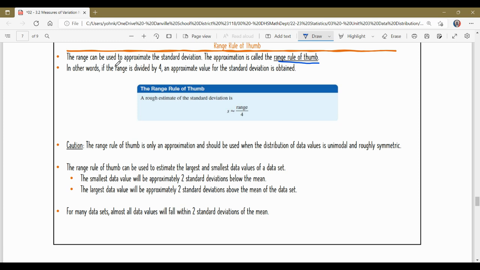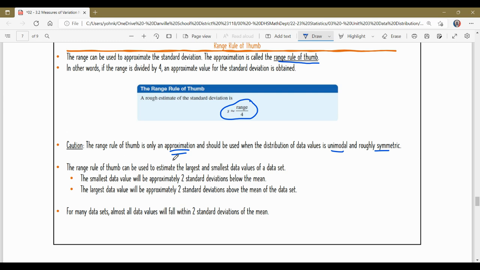So in other words, you're going to take the range, you're going to divide by 4, and this is going to give you an approximate standard deviation. Now be careful, because this range rule of thumb is only an approximation and should only be used if the distribution is unimodal and roughly symmetric. Otherwise, your estimate is going to be very off.